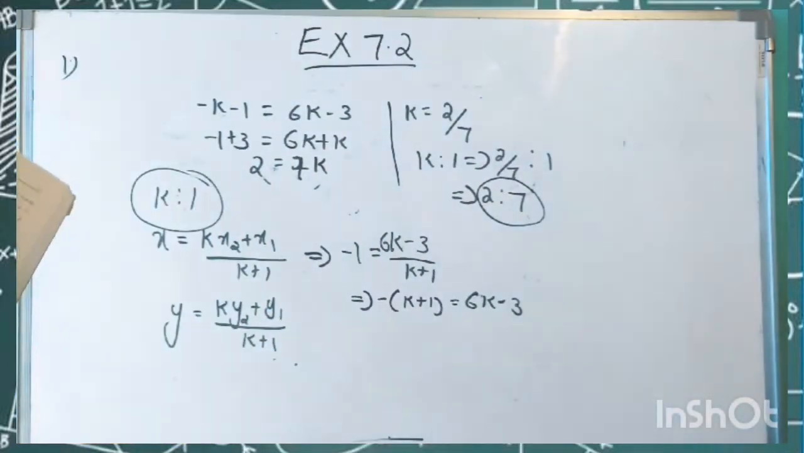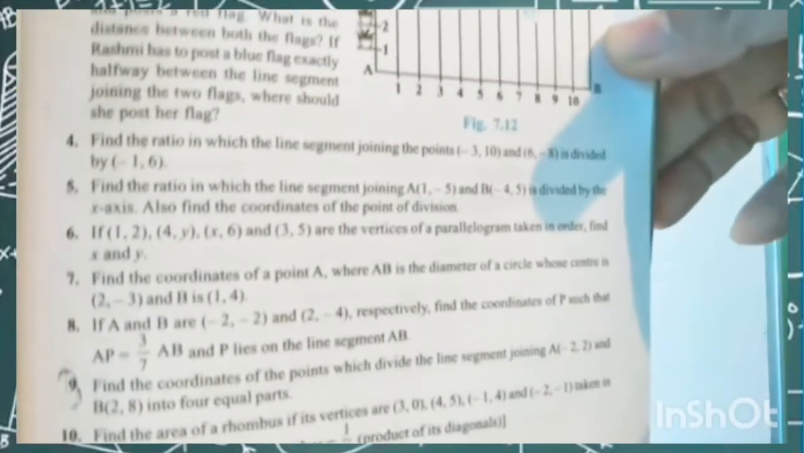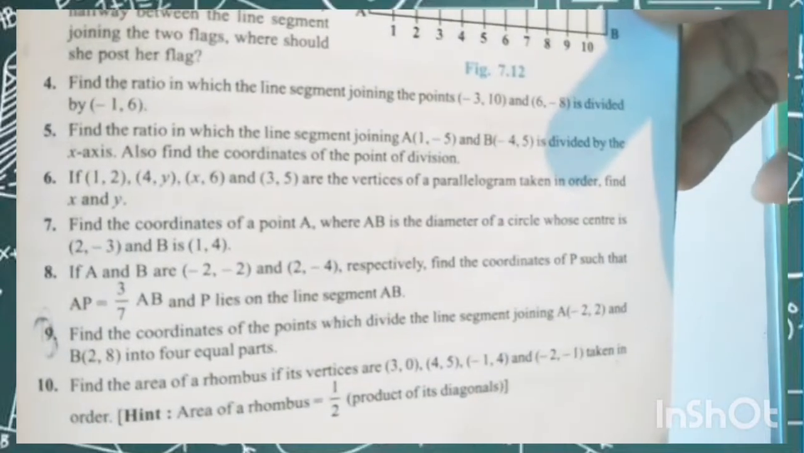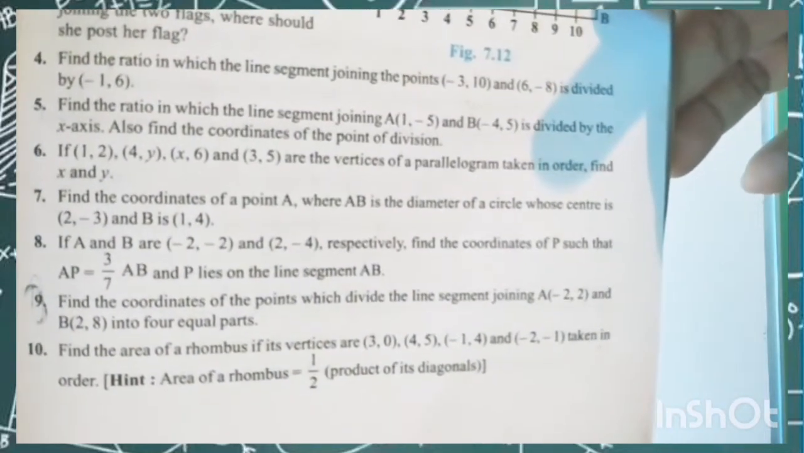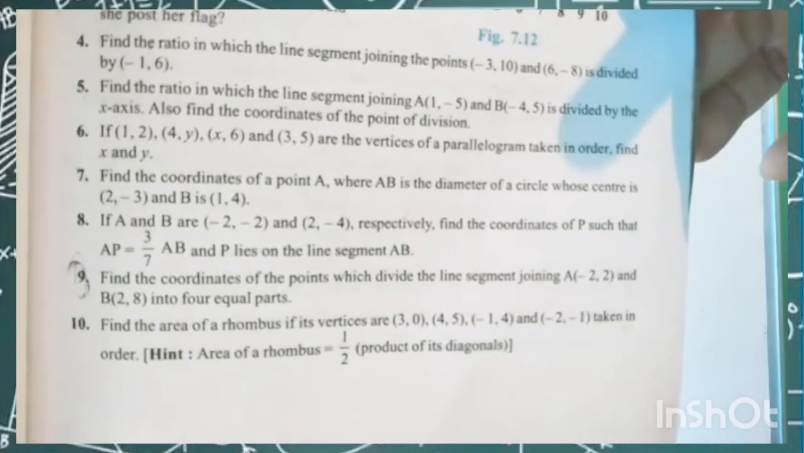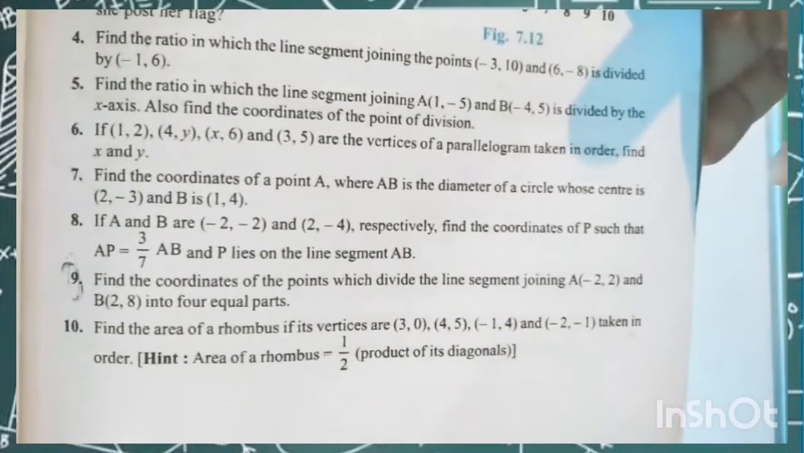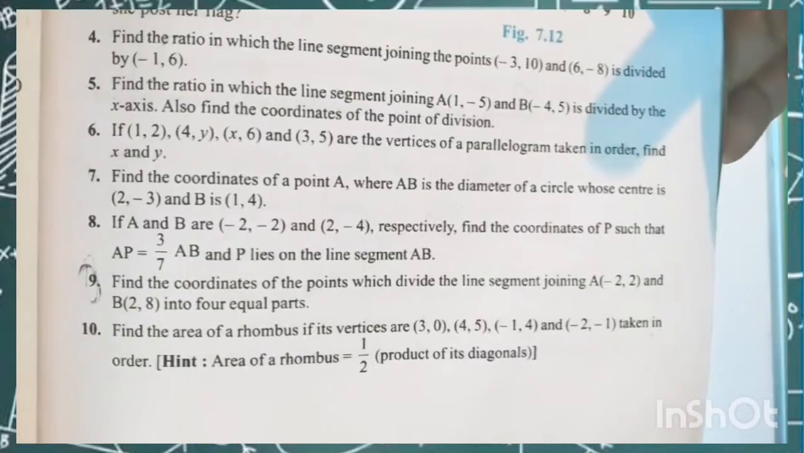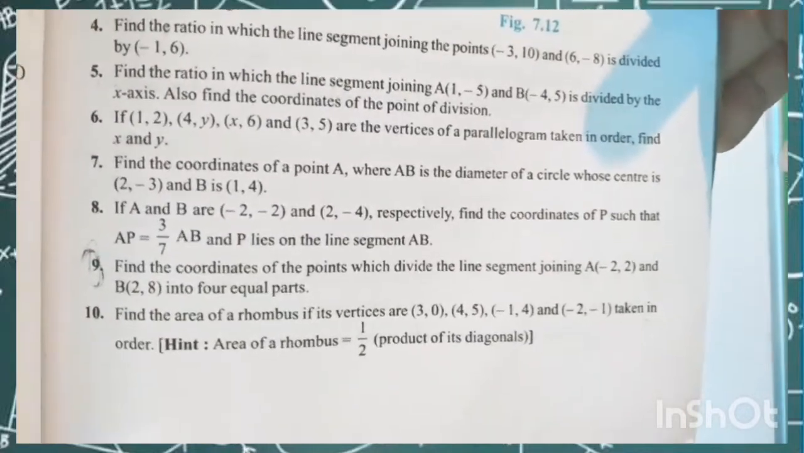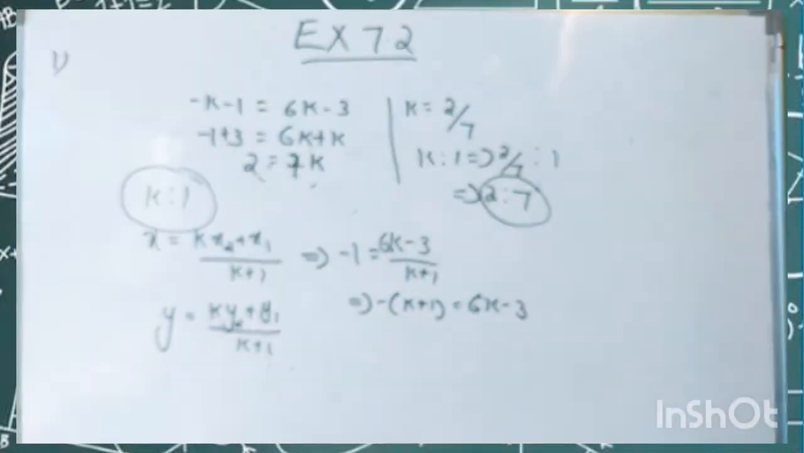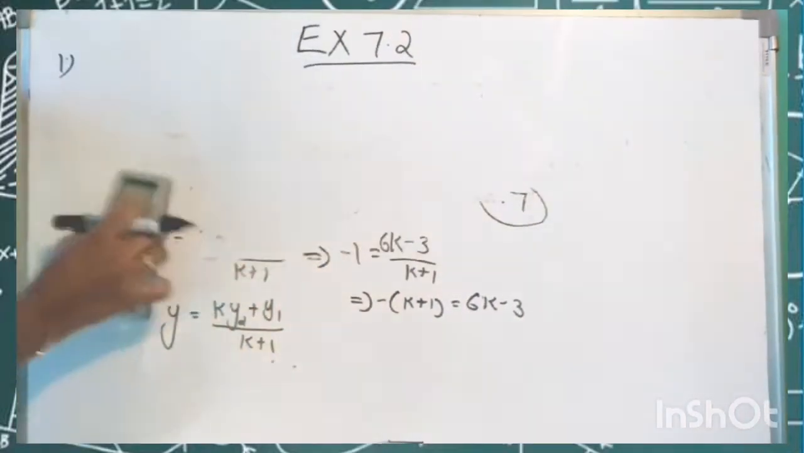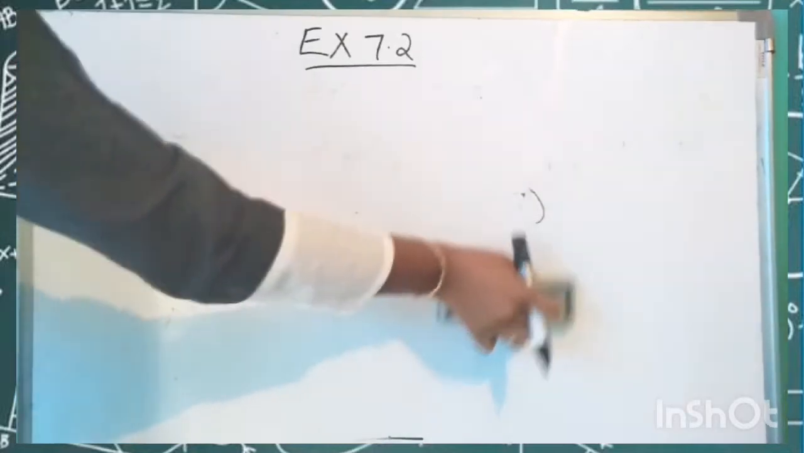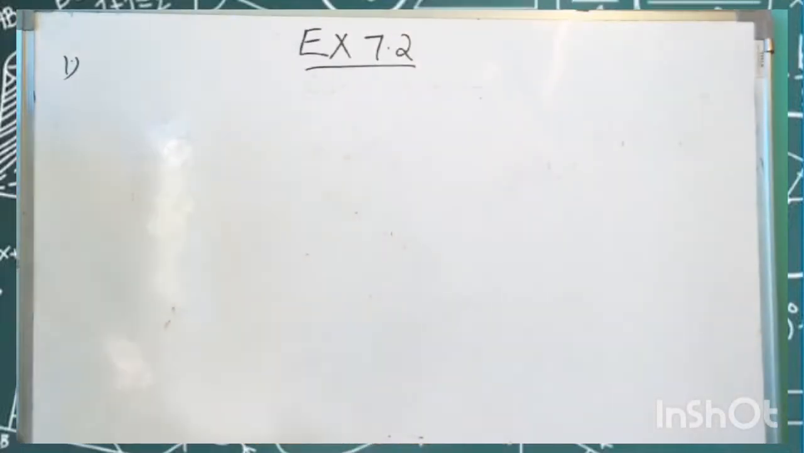Next question. Seventh question. Find the coordinates of point A where AB is the diameter of a circle whose center is ordered pair 2 comma minus 3 and B is ordered pair 1 comma 4. So we have one circle here and the center is given, and one end point of the diameter is also given.